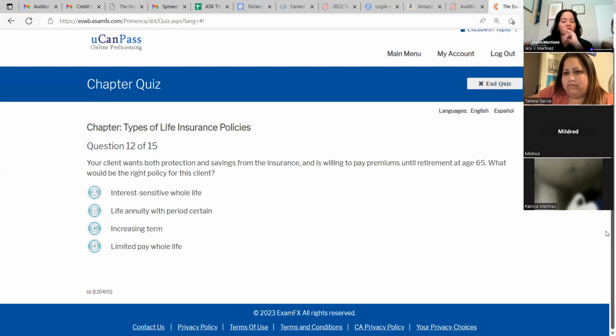So they obviously want the insurance and also want savings. So right there we know it's not C, correct. Now they only want to pay until they're 65. They don't want to be paying any more than that. Is it B?